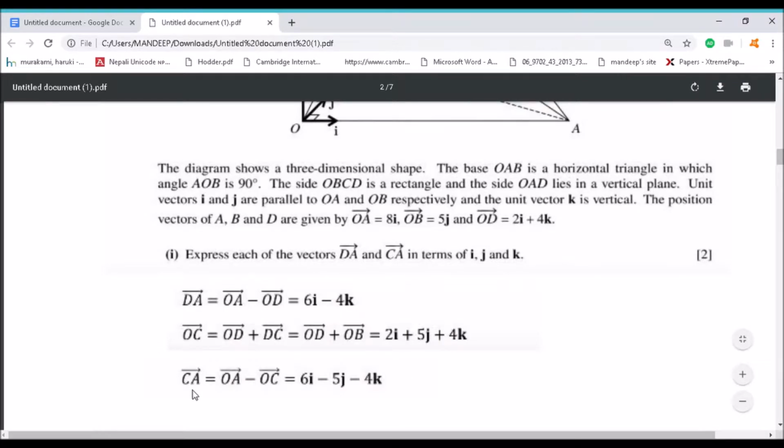Now we have to find CA. So CA is going to be OA minus OC. We have OC already here, so we just put the value. OA is 8i, minus 2i minus 5j minus 4k. So it's 6i minus 5j minus 4k, which is our answer.